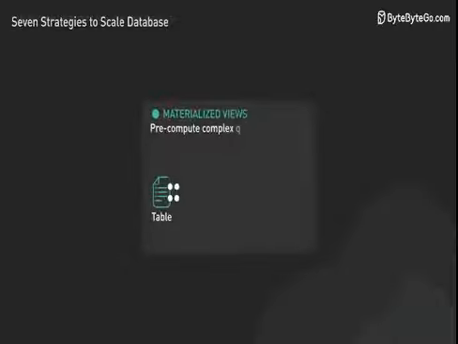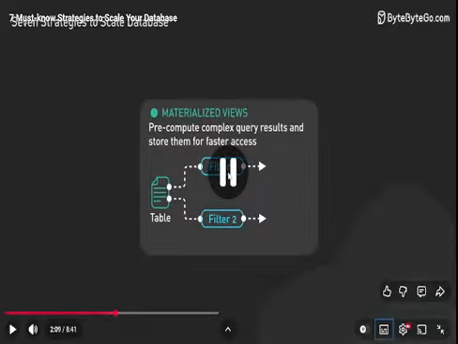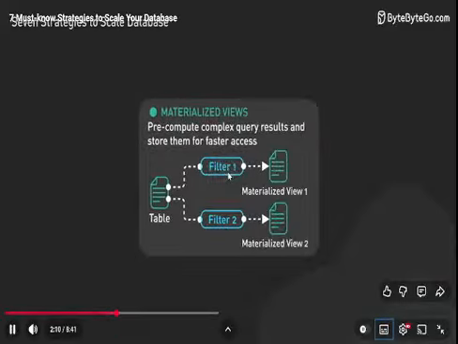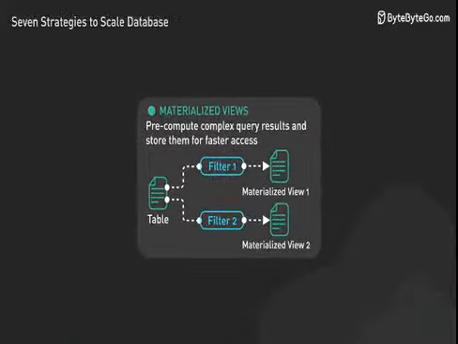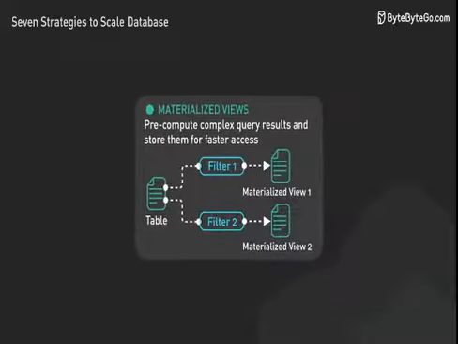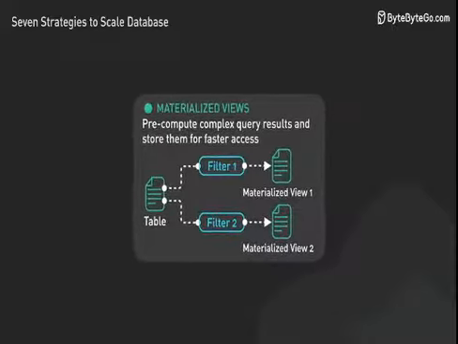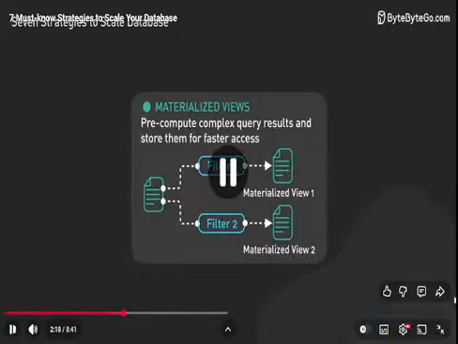Next, let's dive into materialized views. Think of them as pre-computed snapshots of data that are stored for faster access. They are especially useful for complex queries that would be too slow to compute on the fly every time.